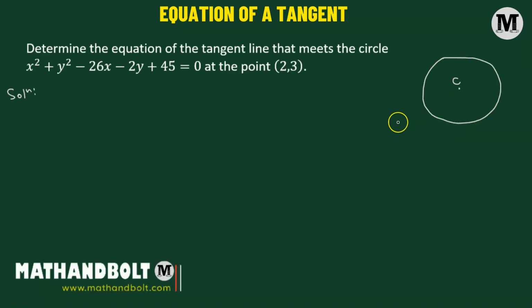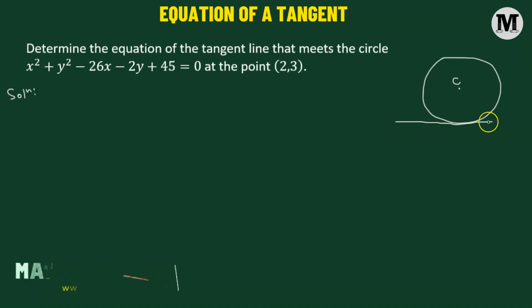Then we have a point of contact. The point of contact is defined as the point A where the line meets the circle. That means this is the tangent line and our goal will be to determine the equation of this tangent line. The coordinates of the point of contact are given as (2, 3).